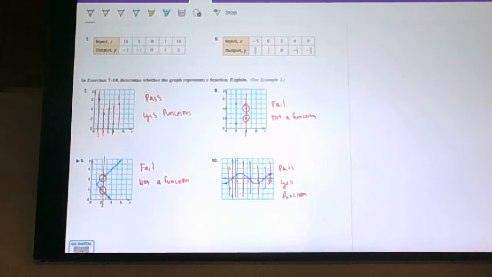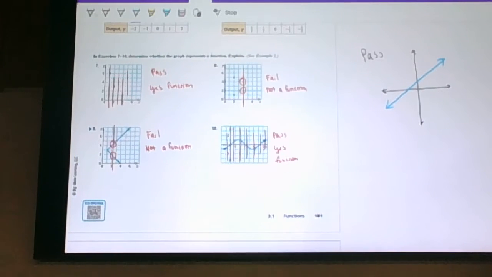So I'm going to go ahead and create one. Here's an example of a pass, and yours could look like anything. And here's an example of a fail. That's a pass and a fail.